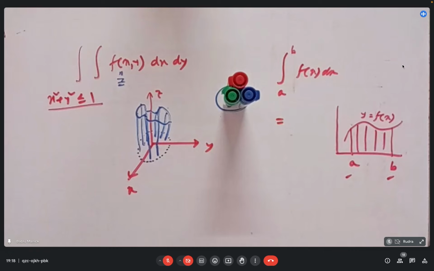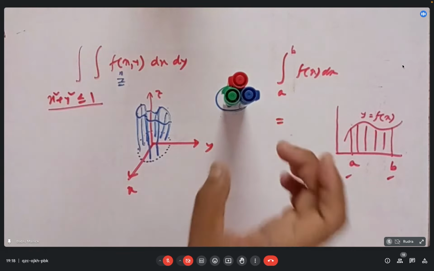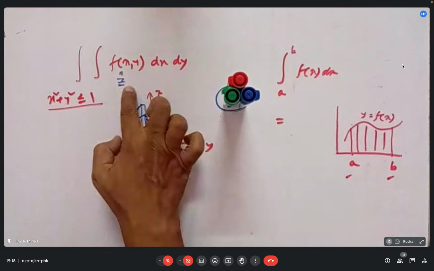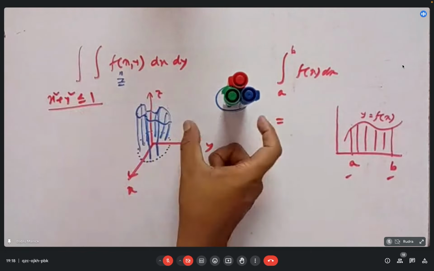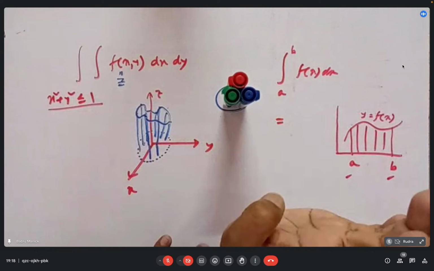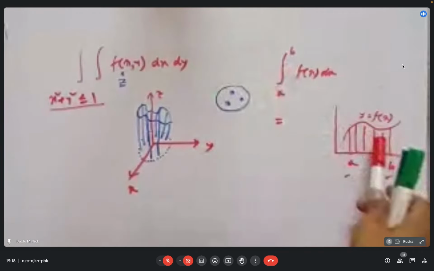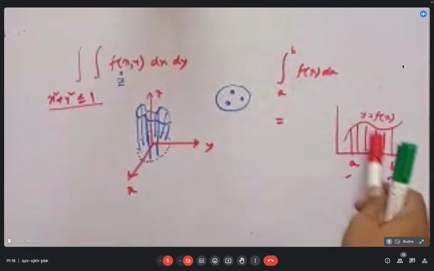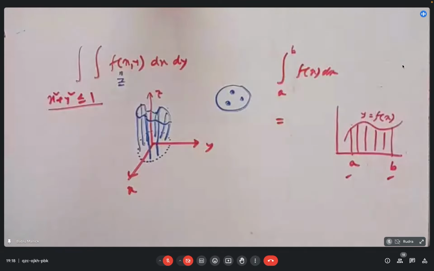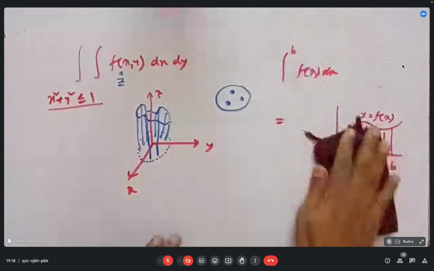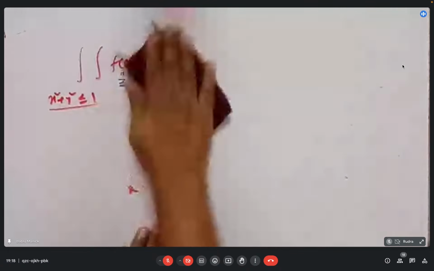Just think in this way. In double integration, when we are integrating over a region, we are getting a volume, right? Yes, sir. We are getting a volume. In single integration we are getting an area, and here in double integration it is volume. I shall do a problem.